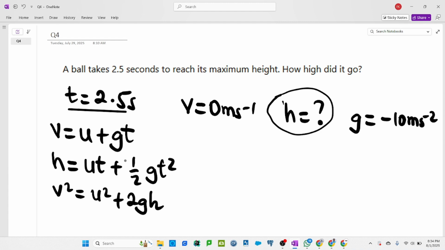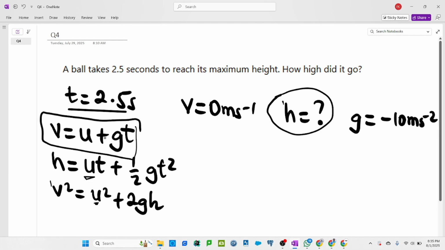If you pick this equation to find h directly, you have to know u first. If you take this equation, you have to make sure that you know u. So you can take this equation to find u. When we are able to find u from this equation, we can use that u anywhere. Do we understand? Yes, sir.